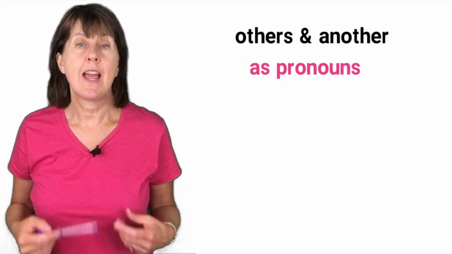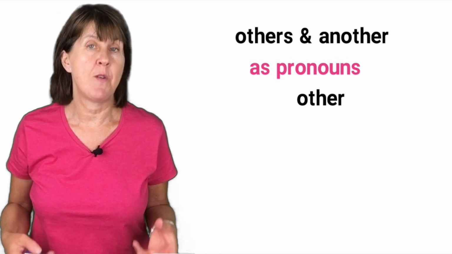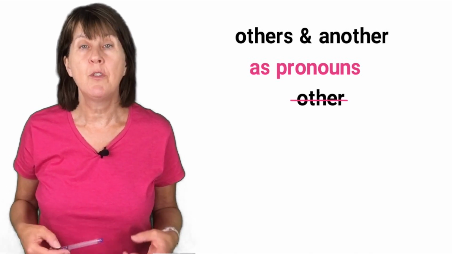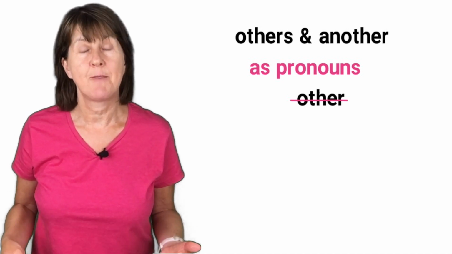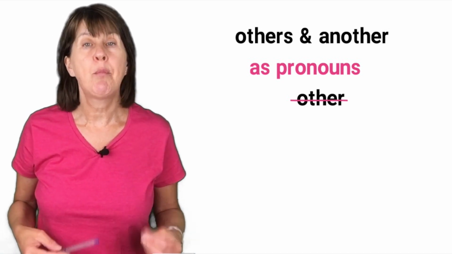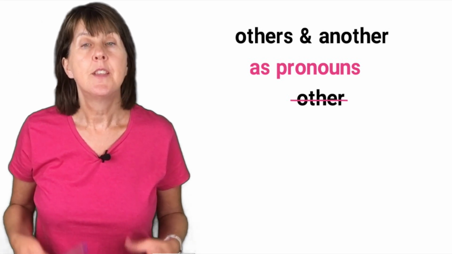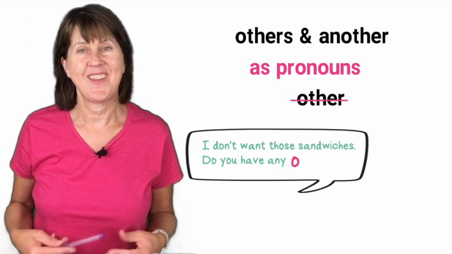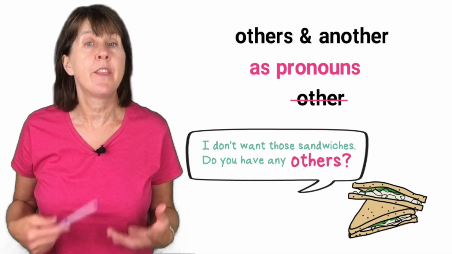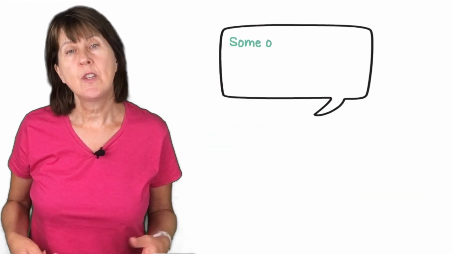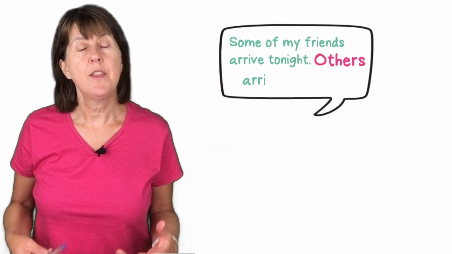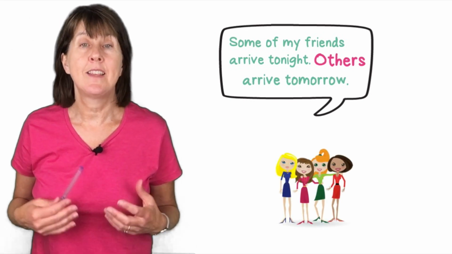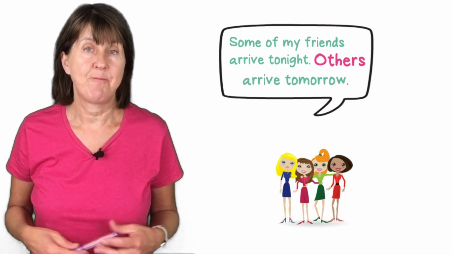Firstly, you can't have other with no S as a pronoun. It is only others with an S. If you're replacing a plural noun, you use others with an S. Others with an S is only a pronoun and not a determiner. So you would say, I don't want those sandwiches. Do you have any others? In other words, any other sandwiches? Or some of my friends arrive tonight, others arrive tomorrow. In other words, other friends. Here we're replacing the noun with the pronoun others.